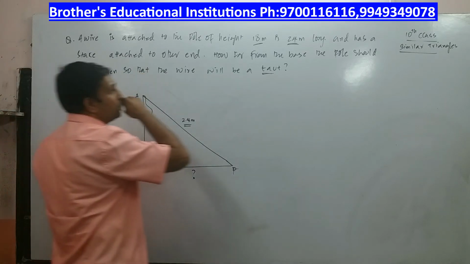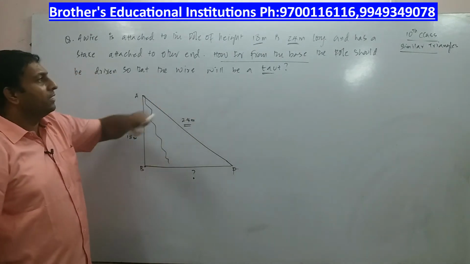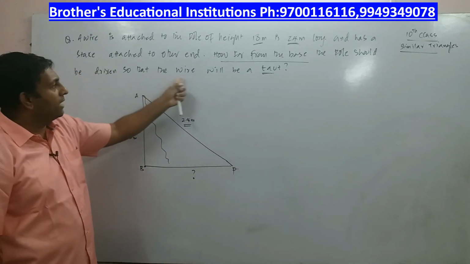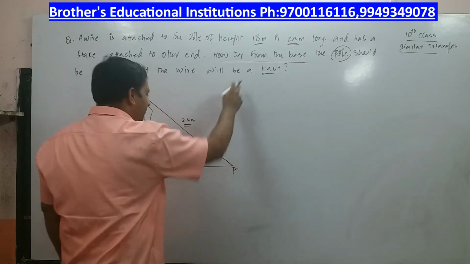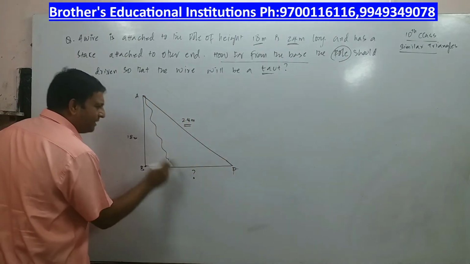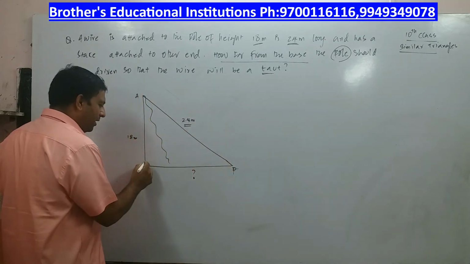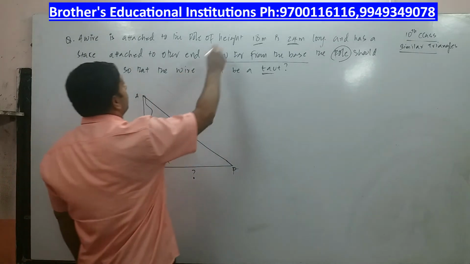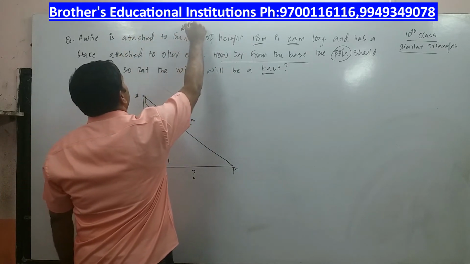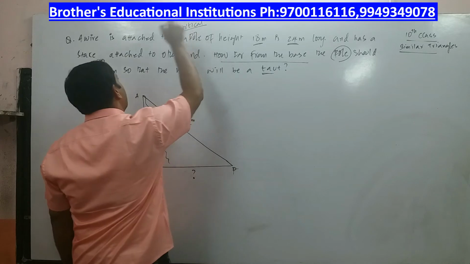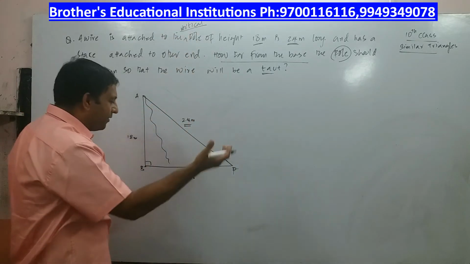Right? The question asked is how far from the base should the stake be driven so that the wire will be taut. So we are supposed to find this particular distance. What am I going to do? I am going to use the Pythagoras theorem because the wire is attached to the vertical pole, right? Make sure that you write vertical pole, because only when it is a vertical pole you say the angle is 90 degrees. Otherwise it has no sense.